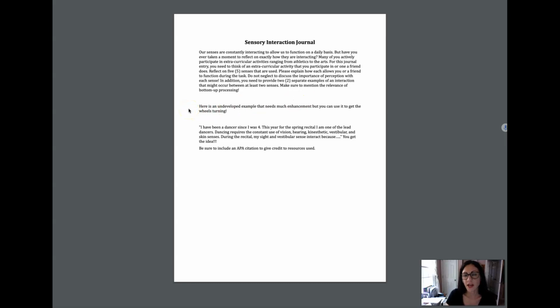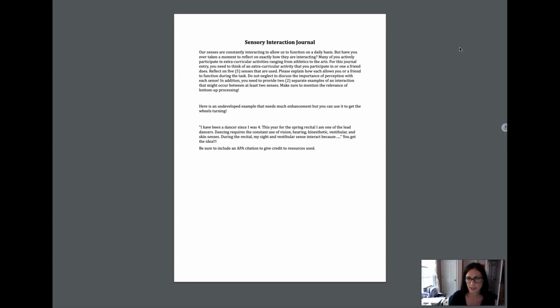Here's an underdeveloped example that needs much enhancement, but it kind of gives you an idea of what we're looking for. So I've been a dancer since I was 4. This year for the spring recital, I am the lead of the dancers. Dancing requires the constant use of vision, hearing, kinesthetics, vestibular, and skin senses. During the recital, my sight and vestibular interact because, you get the idea. Obviously, this is not enough, but it kind of gives you an idea of a great place to start, and then you can develop your paper.